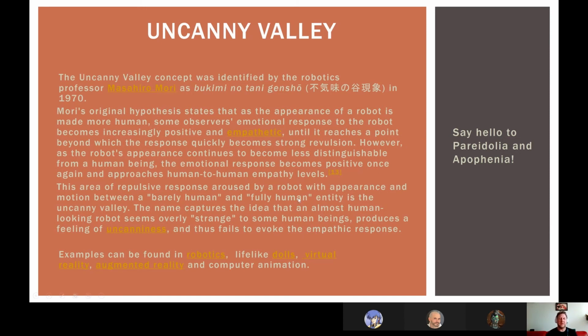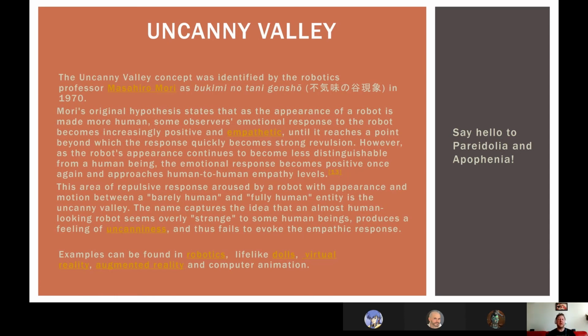However, as the robot's appearance continues to become less distinguishable from a human being, the emotional response becomes positive once again and approaches human-to-human empathy levels. This area of repulsive response aroused by a robot with appearance and motion between a partly human and fully human, like almost human and completely human in every aspect, is the Uncanny Valley. The name captures the idea that an almost human-looking robot seems overly strange, menacing, uncomfortable to some human beings, produces a feeling of uncanniness, and thus fails to evoke a good response.